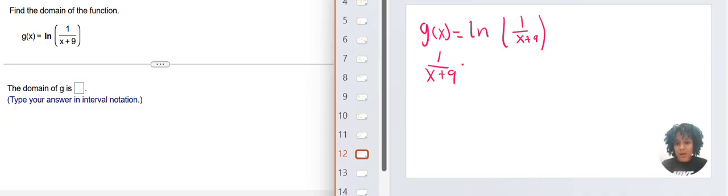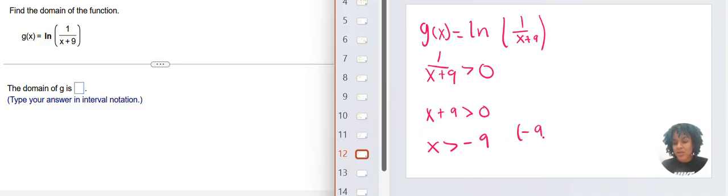Okay, so I'm setting this greater than 0. My focus is in the denominator of this. So I have x plus 9 greater than 0. Solve for that, when x is greater than -9. Write that in interval notation, and that will be my domain.